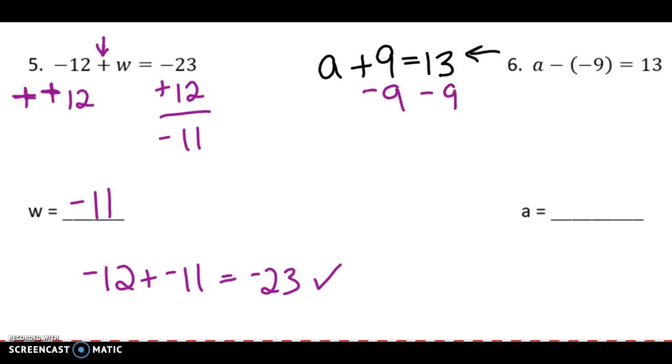If you look at the way it was written, it says a minus negative 9. The opposite would be to add negative 9. So the left side, that ends up being 0. And the right side ends up being the same answer we got here. So A equals 4.